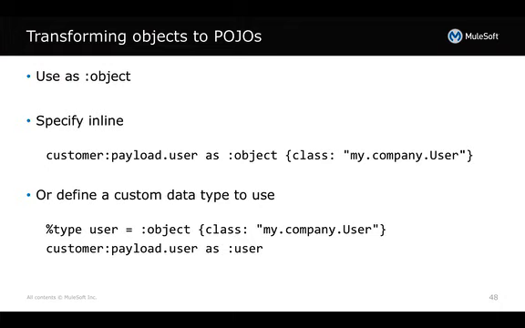Once again, you can also define that custom data type inside of the header. So you can say %type user, and then you can have that equal the object mycompany.user, and then use it in a much more simplified version in the body where you've got customer with the value of payload.user as a user.